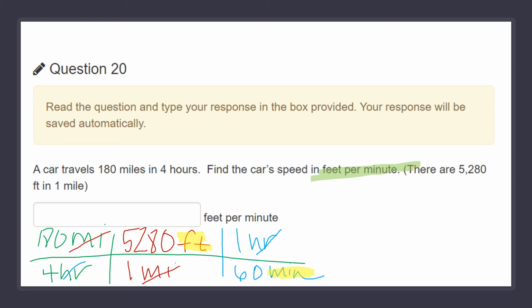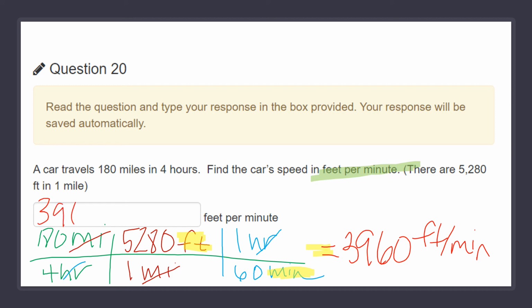Again, there are numbers in both numerator and denominator, so I'm going to use the fraction button. I'm going to type in 180 times 5,280. I don't need to type in the times 1 in the top, although you could. And in the denominator, we're going to do 4 times, I'm not going to type in 1, but then times 60. And that will give you 3,960 feet per minute.